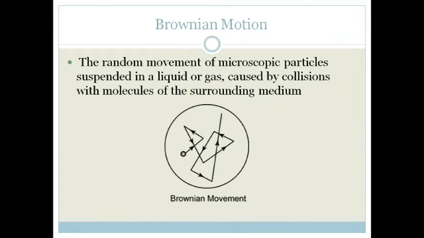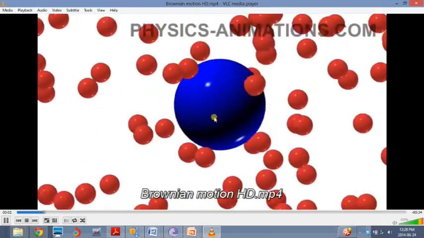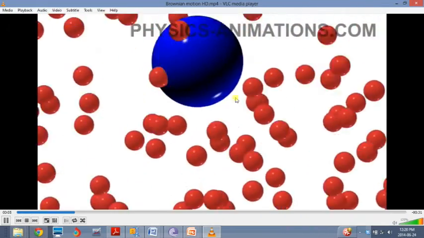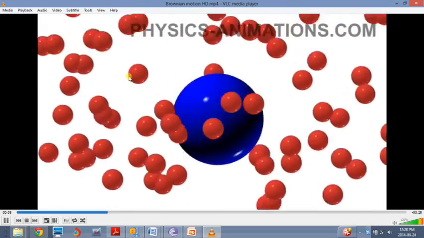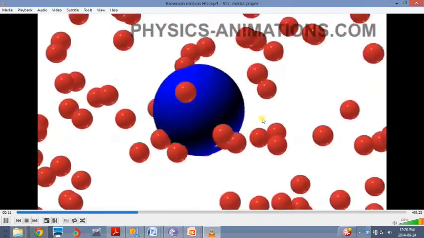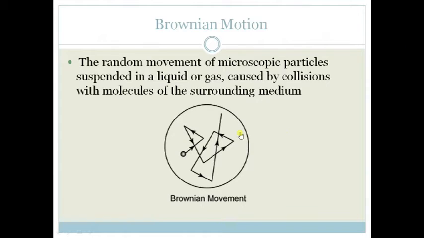Now the Brownian motion is the random movement of microscopic particles suspended in a liquid or a gas, and it's caused by the collisions with molecules of the surrounding medium. So if we look at a little demo, we can see here that we've got one big atom or molecule, and we've got hundreds of little atoms or molecules, and they're all bouncing into it and into each other in all different directions. So basically that is what Brownian motion is, and you can see from this diagram that they're trying to indicate that we do not know in which direction these particles are going to go. That's why they call it the random movement. And please note that this is only in liquids and gases.